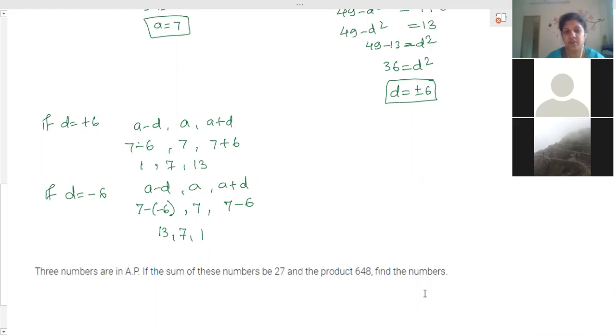Three numbers are in AP. If the sum of the three numbers is 27 and the product is 648. Try solving.